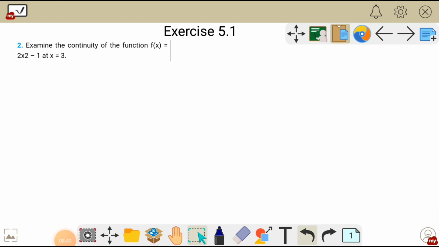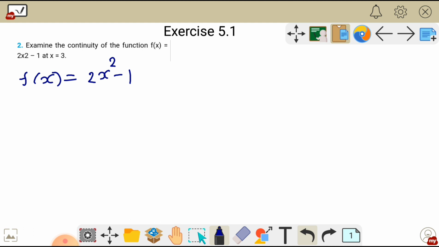So our second question is, examine the continuity of the function f of x is equal to 2x square minus 1 at x is equal to 3. So this is a similar question to the first one. Here we have the function f of x is equal to 2x square minus 1. Now we have to check the continuity at x is equal to 3.